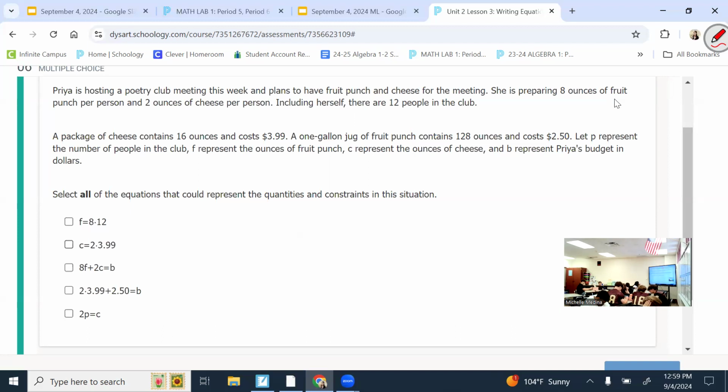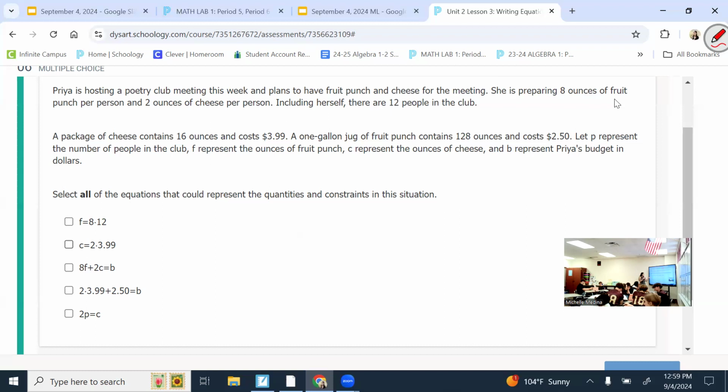We're letting P be the number of people in the club, F be ounces of fruit punch, C be ounces of cheese, and B be her budget. So it's almost exactly like the one from the last lesson, but now with different numbers. This is like when we do our reviews and then we test. All right, but anyway, we're going to select all that could represent quantities and constraints. So basically evaluate what each of these means.